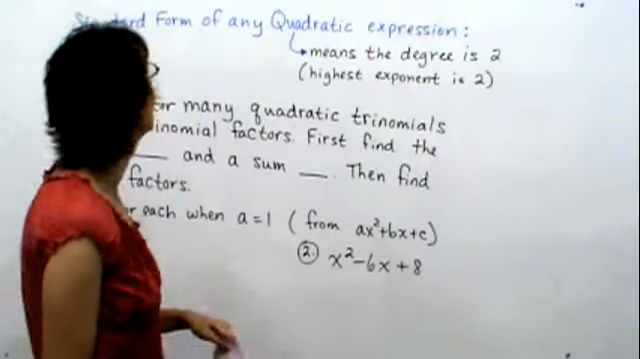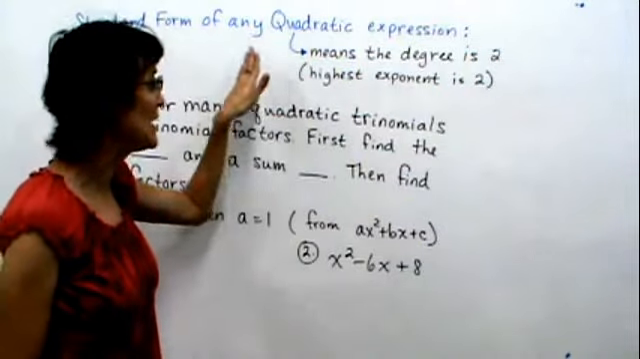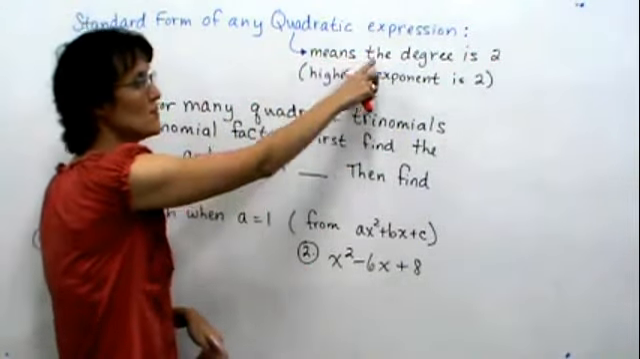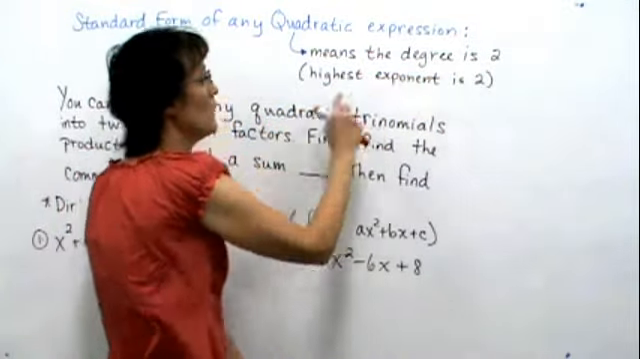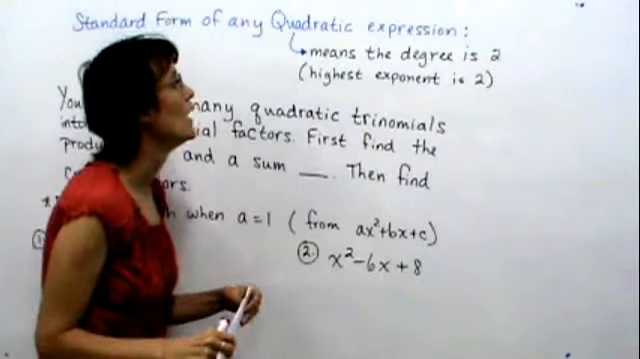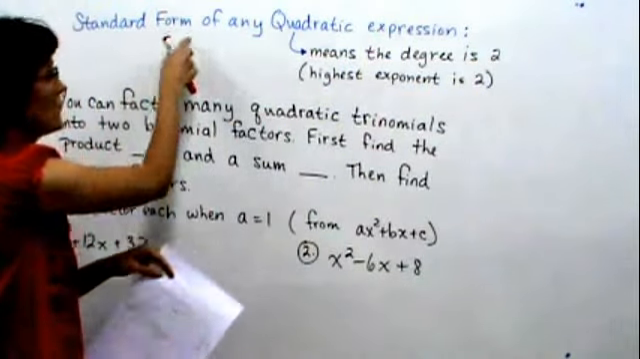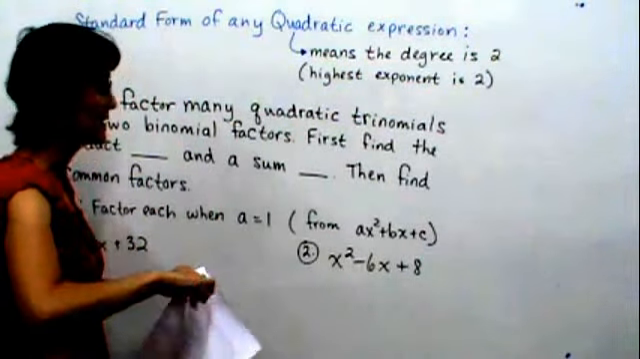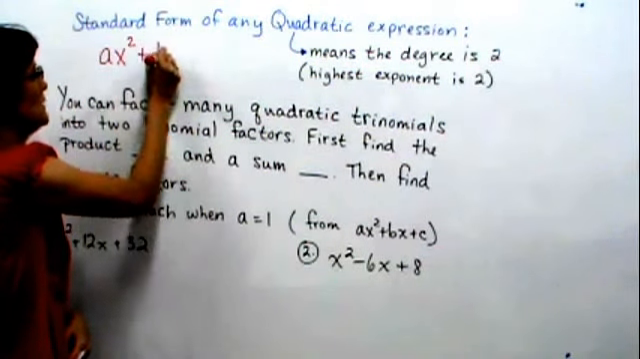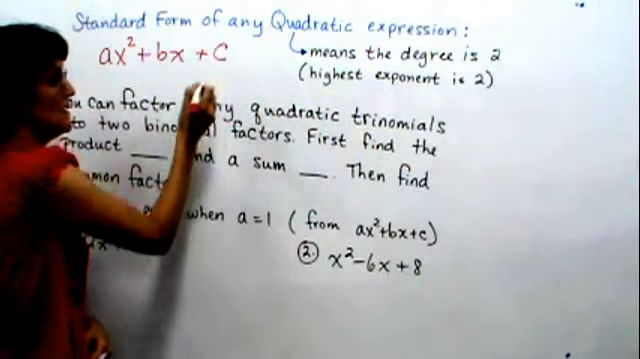The next thing is the standard form of any quadratic expression. When we say quadratic, it means the degree is 2, which means that the highest exponent that's there is 2. Any standard form of the quadratic expression is ax squared plus bx plus c.